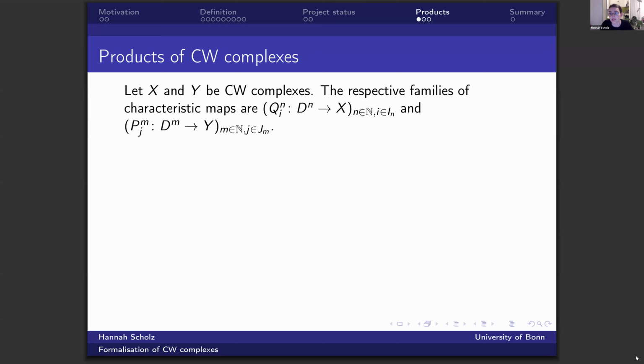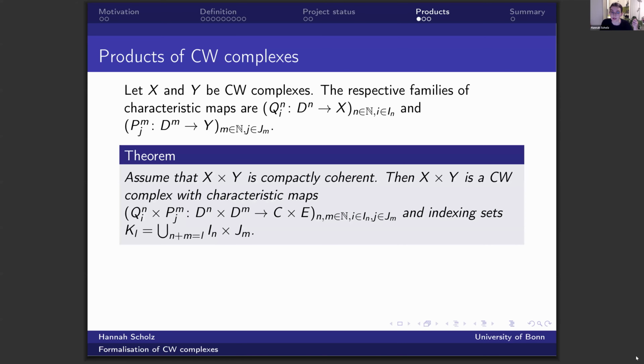Basically, a counterexample is you take two big wedges and you product them together, and then somehow stuff moves too close together again. So again, the topology is the issue here. We need a finer topology. Either your theorem could state, hey, we require that the topology is fine enough. So you say that, oh, the product is compactly coherent. Then you know that the product is a CW complex, and the characteristic maps are just the products of characteristic maps. And the indexing sets are just these unions of the previous indexing sets.